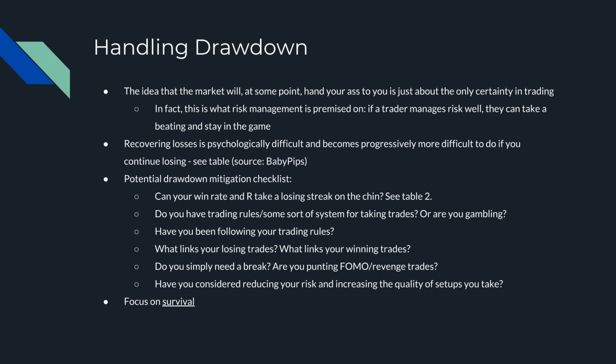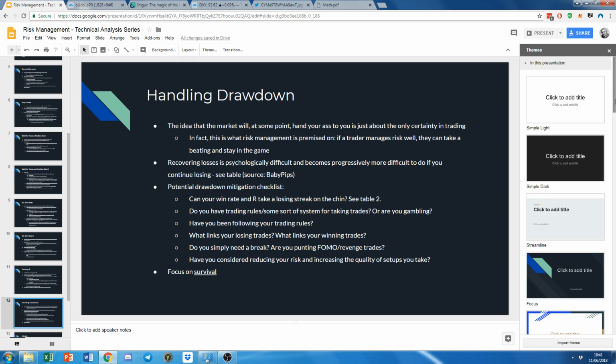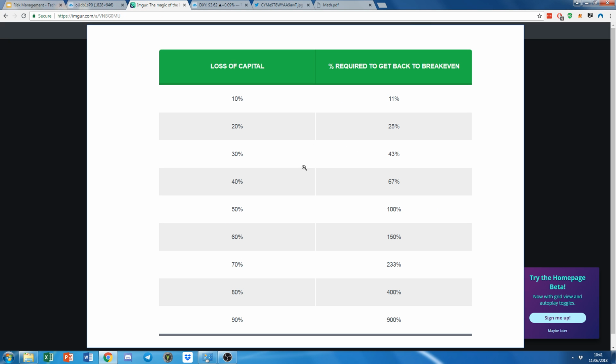When it comes to recovering losses, it's both psychologically difficult and then progressively more difficult to do in real terms if you continue losing. Let's take a look at this table, sourced from Babypips. This is sort of your drawdown table, right? If you lose 10% of your capital, you need to gain 11% to get to break even. If you lose 20%, you need 25%. If you lose 30%, 43%, and you can see it gets progressively harder and harder.